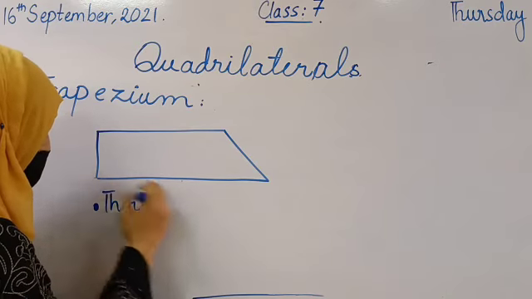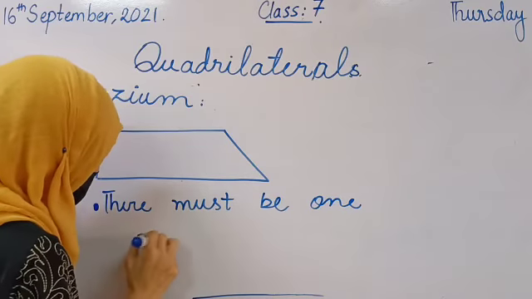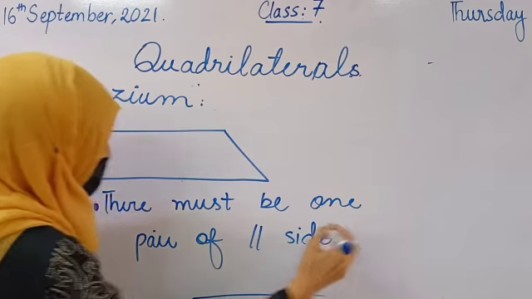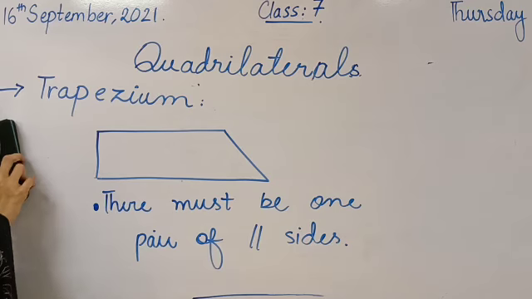There must be one pair of parallel sides. This is the only property which is to be followed: a trapezium is an irregular shape but it has at least one pair of parallel sides. There is no other property of a trapezium except this. So this is a trapezium. Now the last shape is the kite.